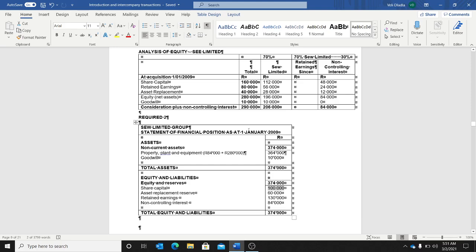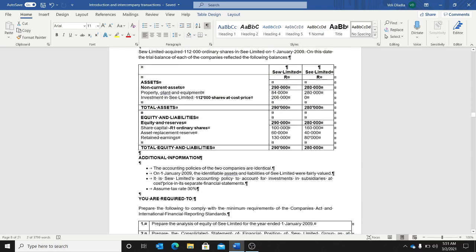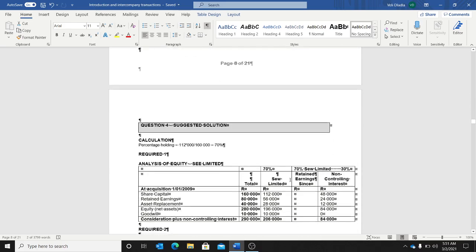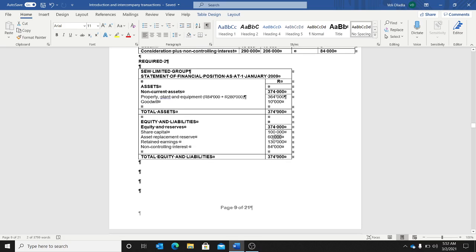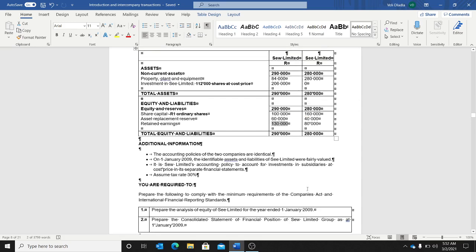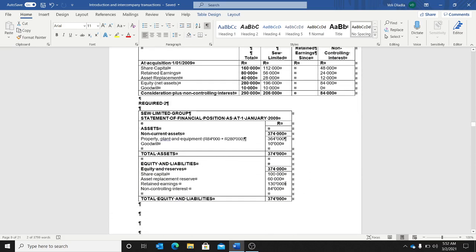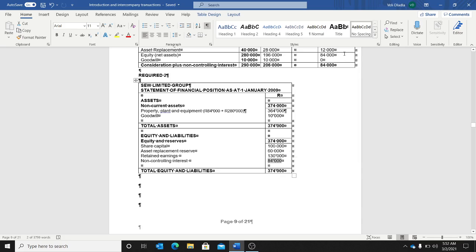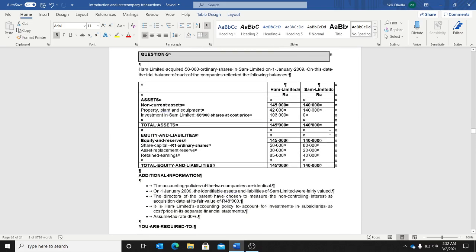Always the share capital is always the share capital of the holding company, which is this one. Okay, then here you'll take asset replacement of the holding company. Here you'll take the retained earnings of the holding company. Remember, you're not adding anything here because you didn't make a gain here. You made a goodwill. There's a goodwill here, not a gain. If there was a gain, you'd add it to this 130. Okay. Then non-controlling, which is this one.